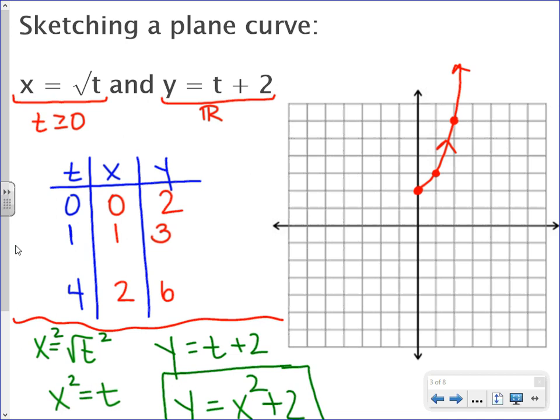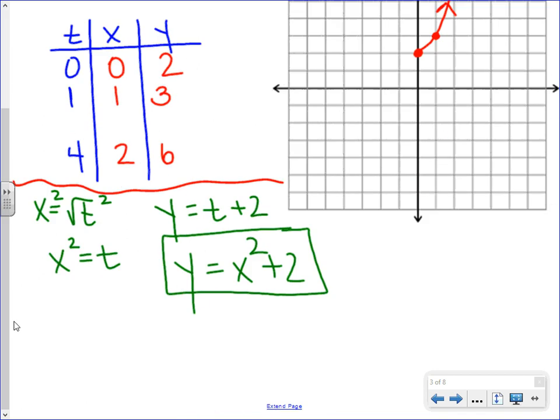Okay? Well, when we plug in 0, we're at the coordinate (0, 2). Take note of that, x is 0. So what we're going to have to do is come down here and specify that x is greater than or equal to 0. Okay, we have to specify our domain based on what we had in our parametric equations.